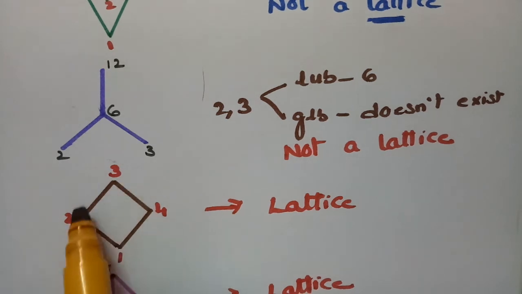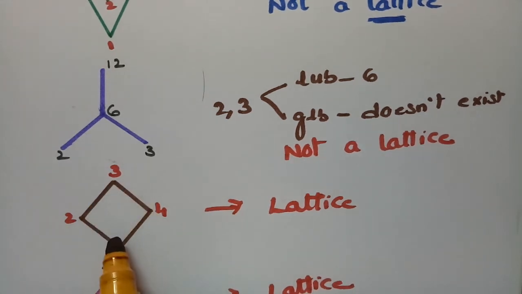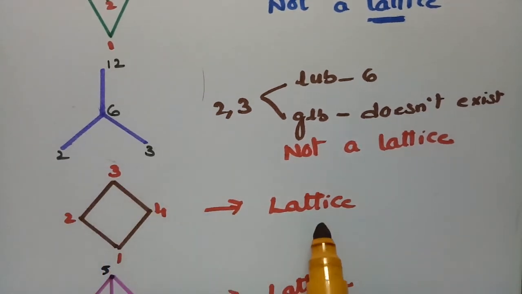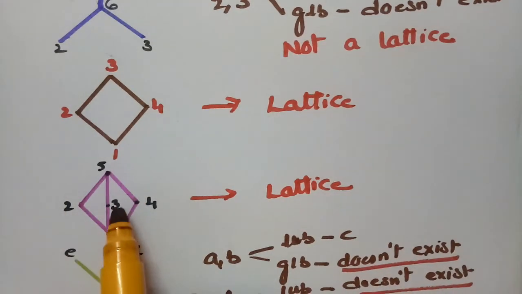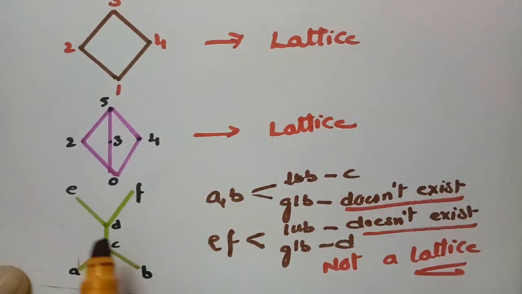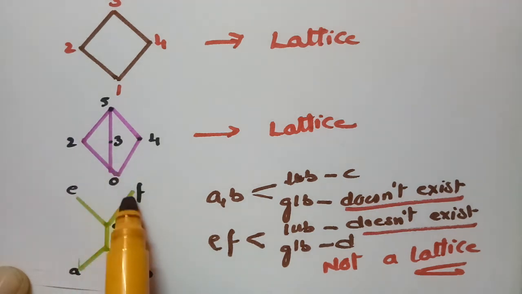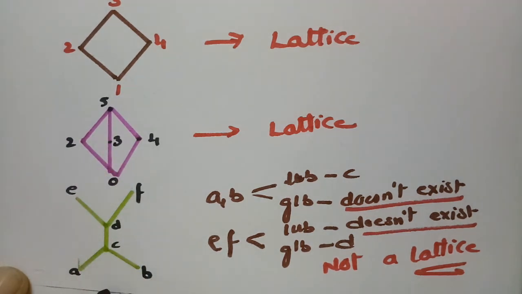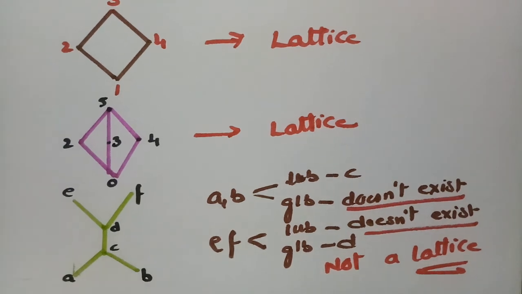And here also each and every pair of elements has the greatest lower bound and the least upper bound, hence this is a lattice. And here, coming to this, each and every pair of elements has the greatest lower bound and the least upper bound, so this is a lattice. And coming to this, the least upper bound doesn't exist and the greatest lower bound doesn't exist, therefore we say that this is not a lattice.